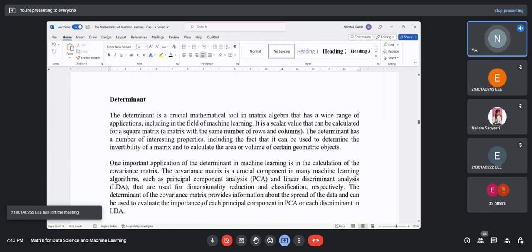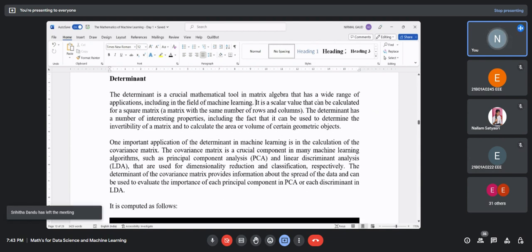So these are some terms related to matrices. We'll explore them more ahead. Determinant: you might already know it. It means various values written between two bars. That is a determinant. It's a crucial mathematical tool in matrix algebra with multiple applications. It is a scalar value that can be calculated for a square matrix, and a square matrix means a matrix having the same number of rows and columns.